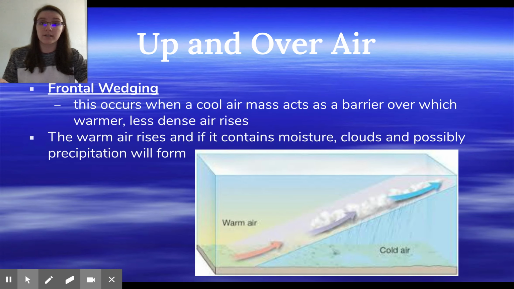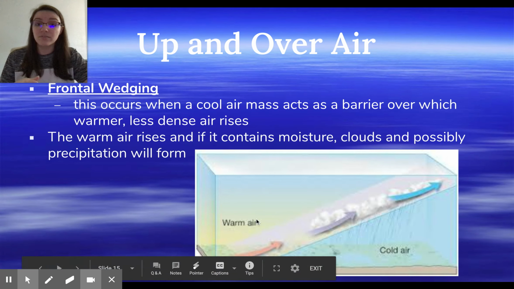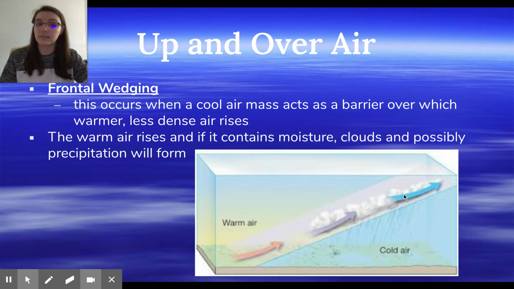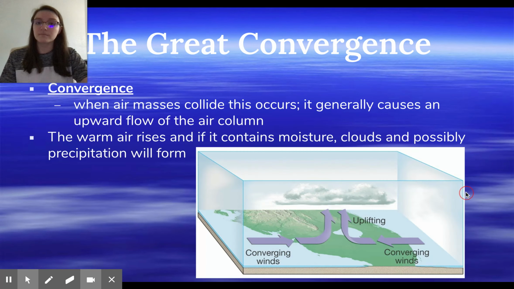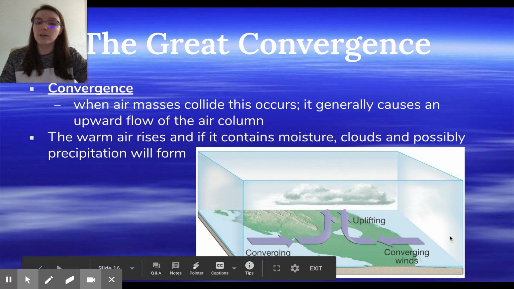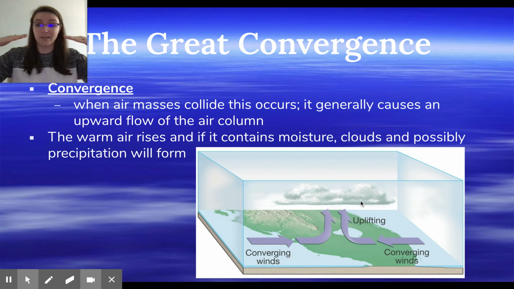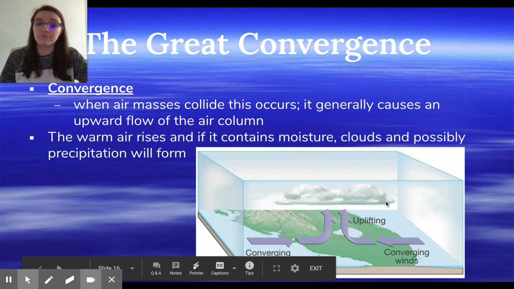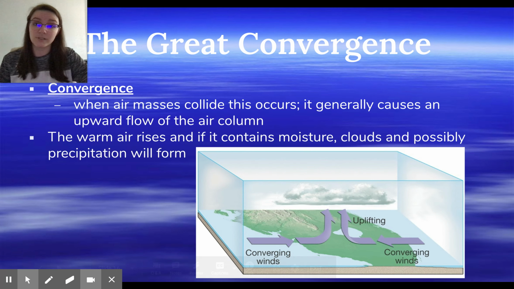Like I said, next week we're going to talk more about different air masses and how they act. Again, if the warm air contains moisture, as it rises, it will cool and possibly condense to form clouds and precipitation. Lastly, there's the convergence uplifting. This is where you have two air masses colliding and it creates an upward flow. It's two things running into each other and getting pushed up, kind of like mountains forming. So again, if the warm air rises and contains moisture, it can condense and form clouds and possibly precipitation.